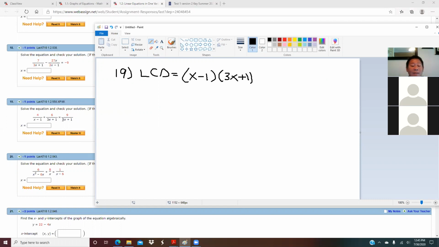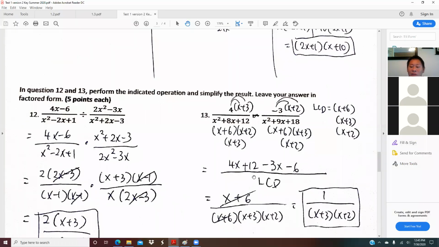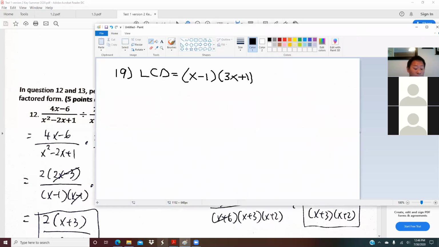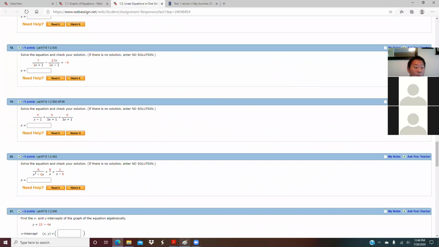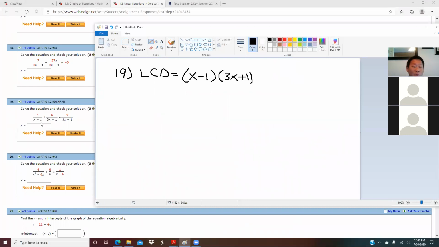So what did we do last time, like usual, like you do in the test. Once you know your LCD, you multiply by the missing one, right? This one is missing x plus 3, you multiply to top and bottom. This one is missing x plus 2, you multiply top and bottom. You do the same thing for this question, exactly the same thing. What is missing on the x minus 1 is 3x plus 1. So what you do is you multiply the top one with 3x plus 1.